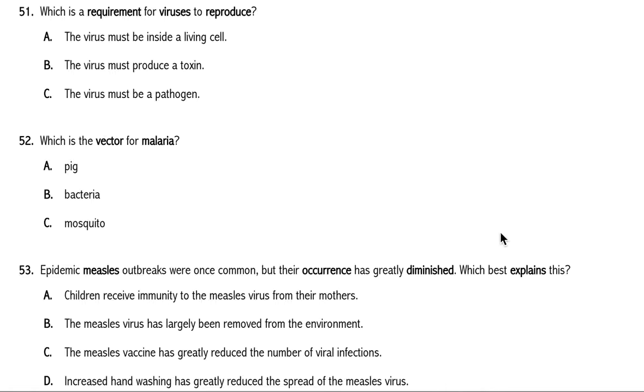Question 53. Epidemic measles outbreaks were once common, but their occurrence has greatly diminished. Which best explains this? A. Children receive immunity to the measles virus from their mothers. B. The measles virus has largely been removed from the environment. C. The measles vaccine has greatly reduced the number of viral infections. D. Increased hand washing has greatly reduced the spread of the measles virus.